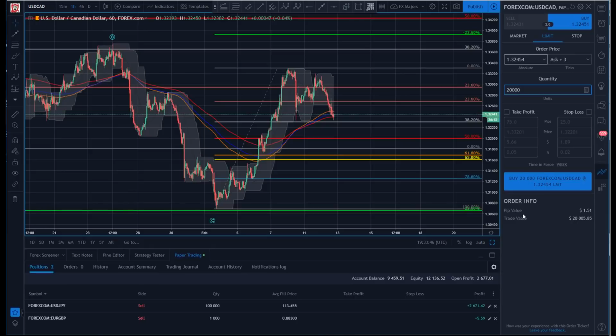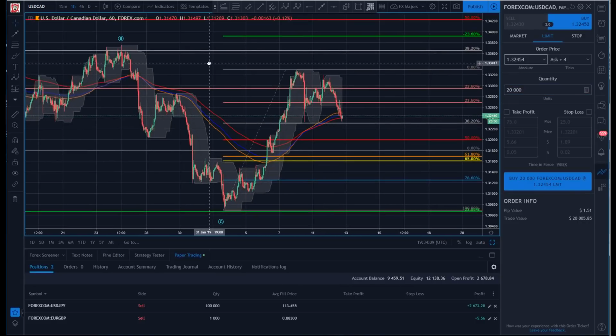So we can see what the pip value is here. That's $1.51 per pip, or tick. It's referred to as a pip in Forex trading, but you can think of it as a tick. So it's $1.51 if you're using 20,000 here. The pip value is $1.51. Now, let's say we're looking at that and we're going, okay, I'm just going to use a sort of default formula. I'm just going to use 2% of my total account size. Well, my account is sitting here at a little over 12,000.